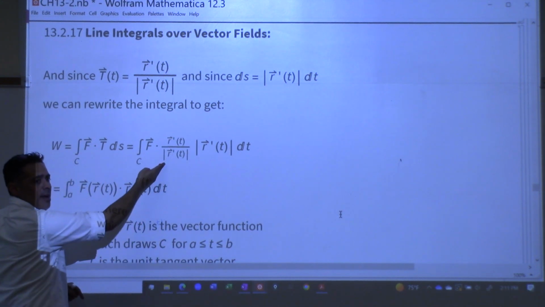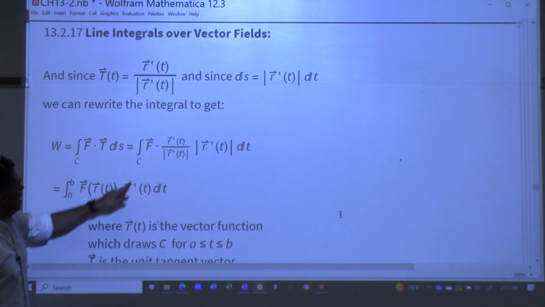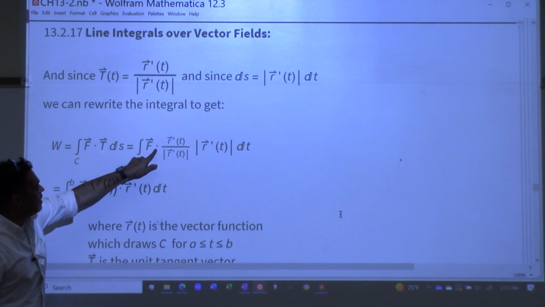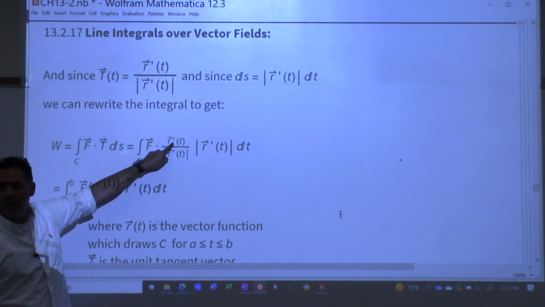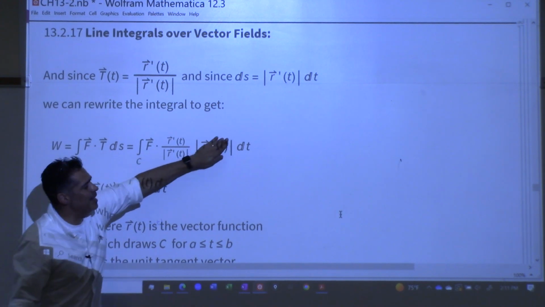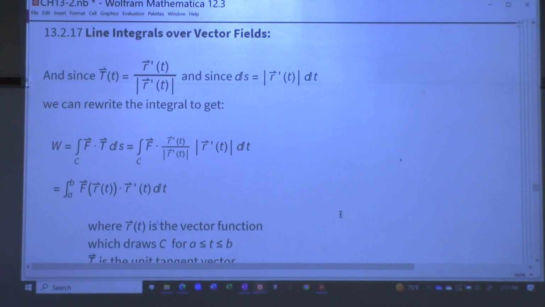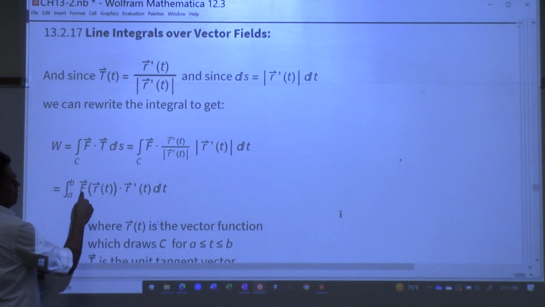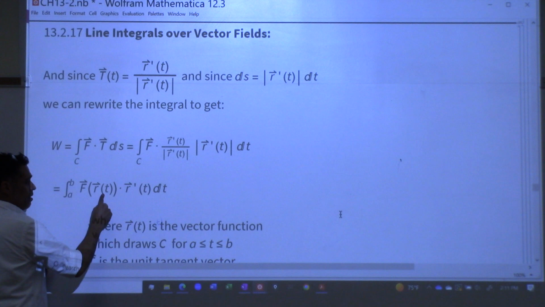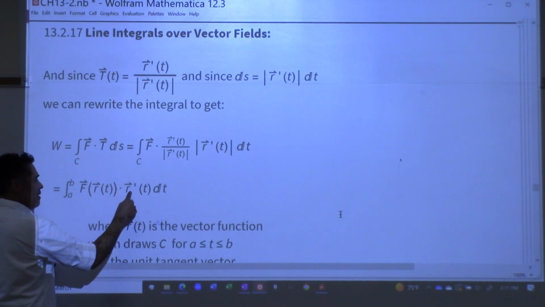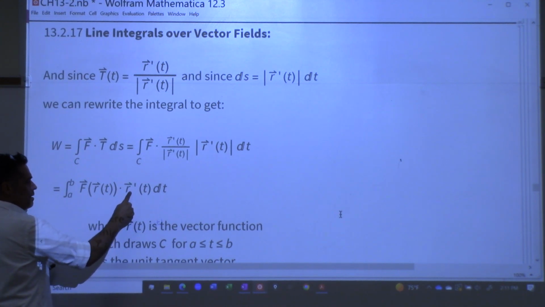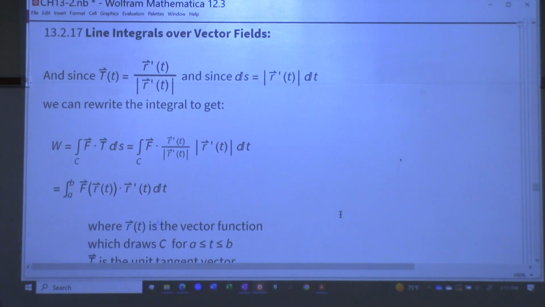These cancel, and what you're left with is the vector field dotted with the derivative of your curve. This is gone, that's gone. So this is your vector field evaluated along your curve, dotted with the derivative of your curve, dt. That is what will get you the work done. This is the most important formula right here, this one.